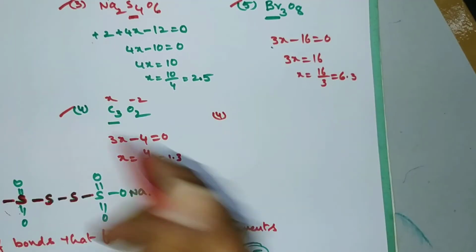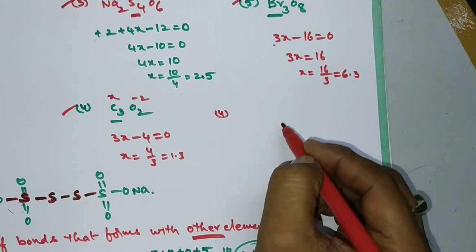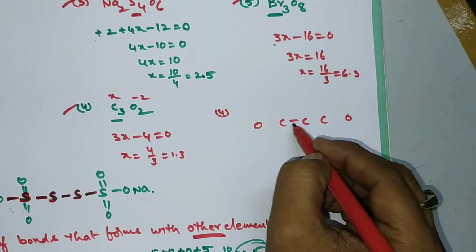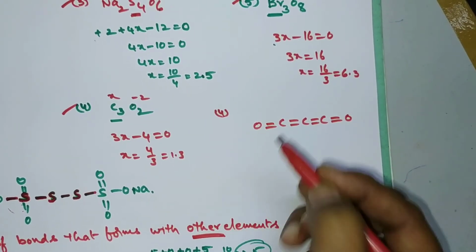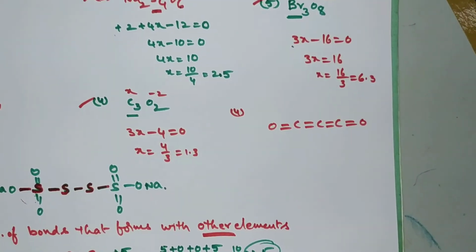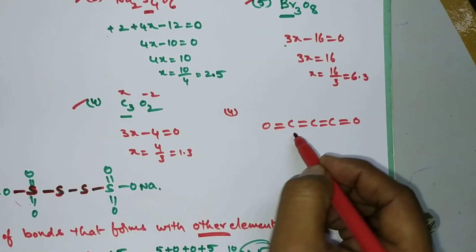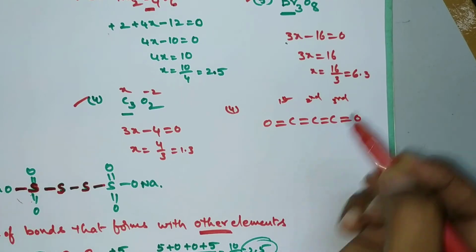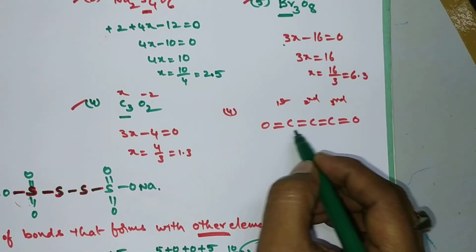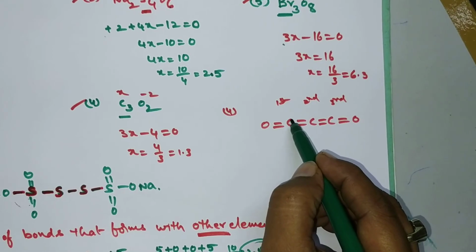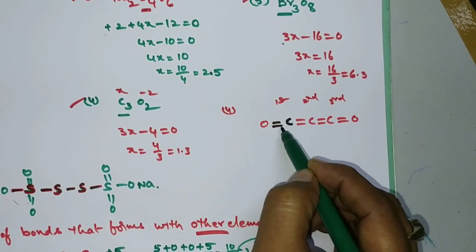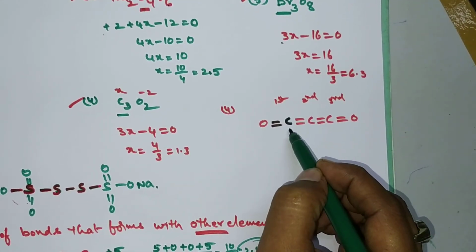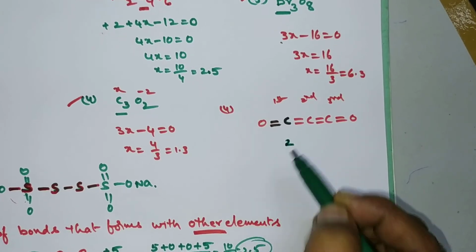Now let us take the fourth example. In this fourth example, the molecule is C3O2. The structure of C3O2 is like this: carbon forms 4 bonds and oxygen forms 2 bonds. In this structure, this is the first carbon, this is the second carbon and this is the third carbon. For the first carbon, count the number of bonds formed with other elements. This carbon forms 2 bonds with oxygen. We should not count these 2 bonds. So this carbon possesses an oxidation state of 2.